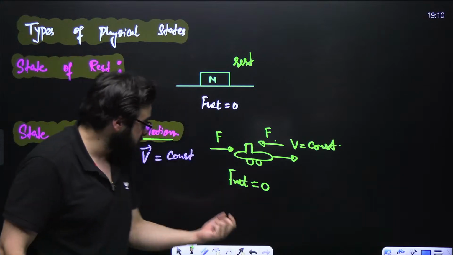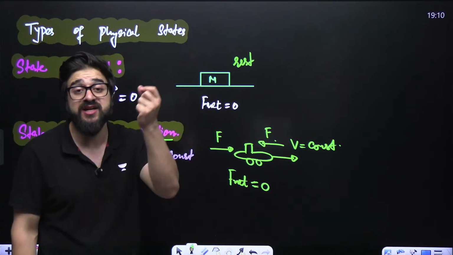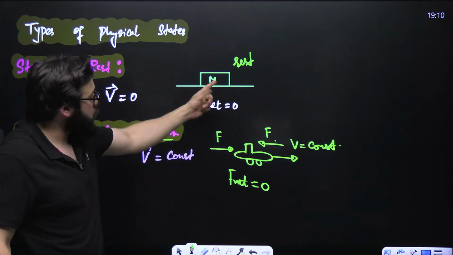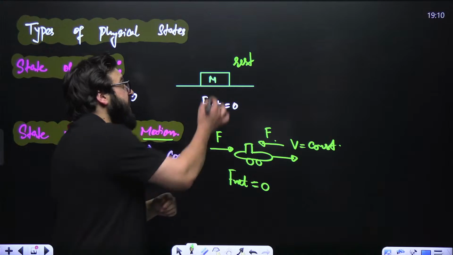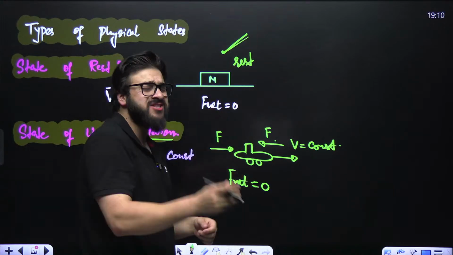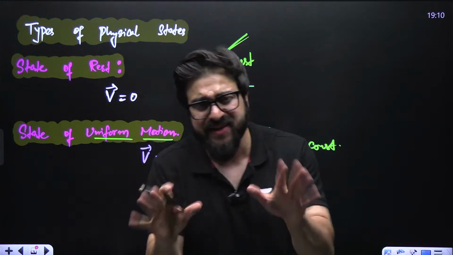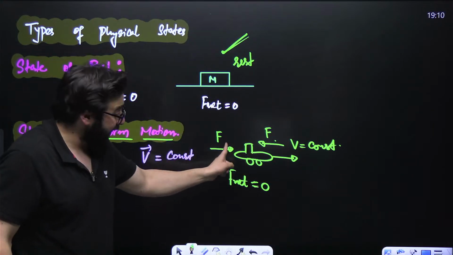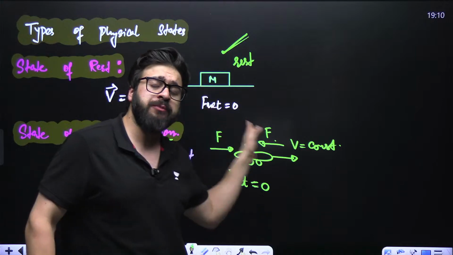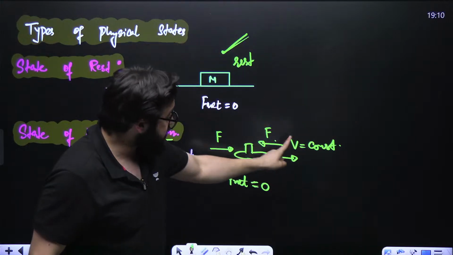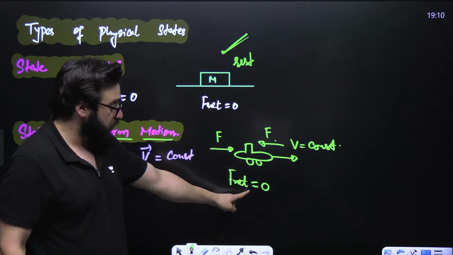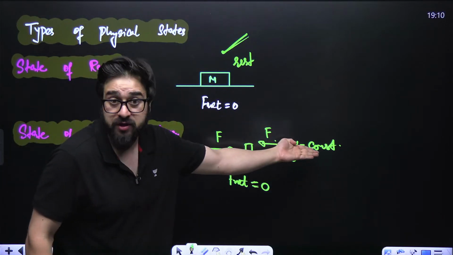Uniform motion means when the body has constant velocity. And if net force on this block is 0, we say it will remain in the state of rest forever. This is the basic thing that I am saying. If this is moving with a constant velocity, net force is 0, it will keep on moving forever with the same velocity. Now, if you apply some force, net force is not 0, maybe its velocity will change.